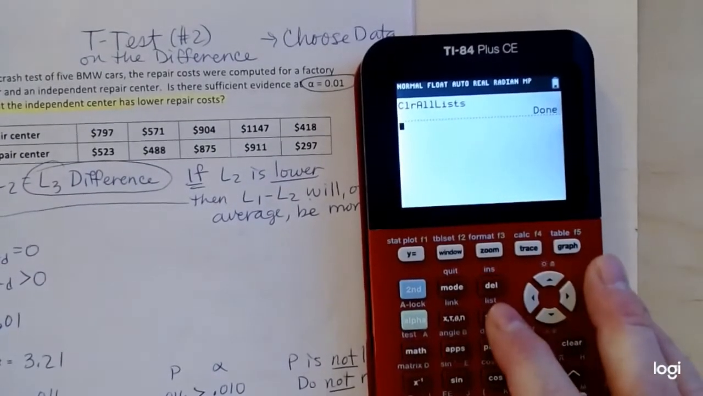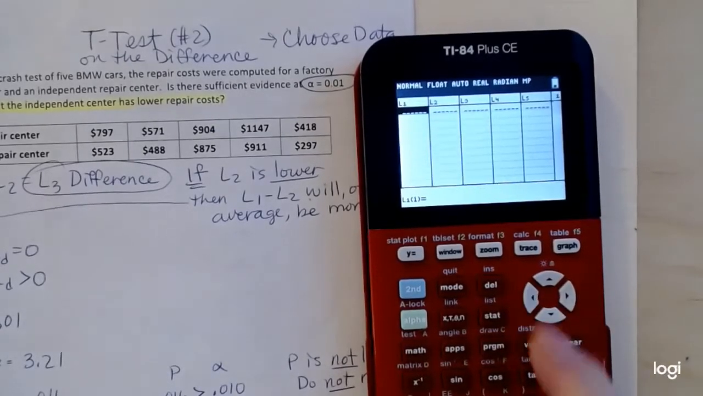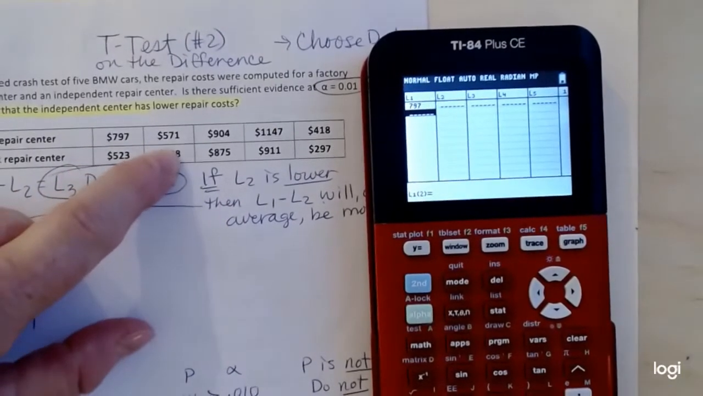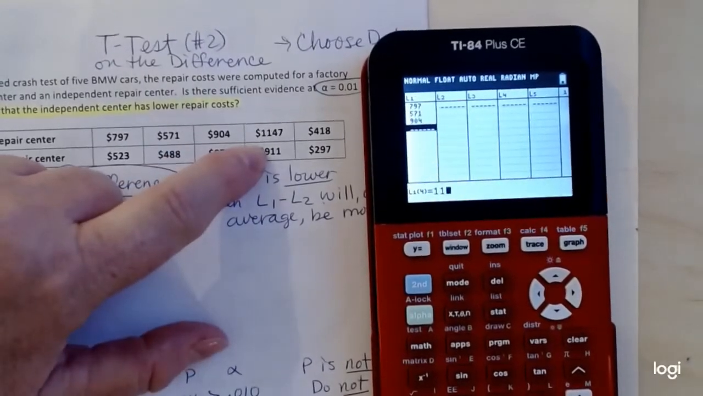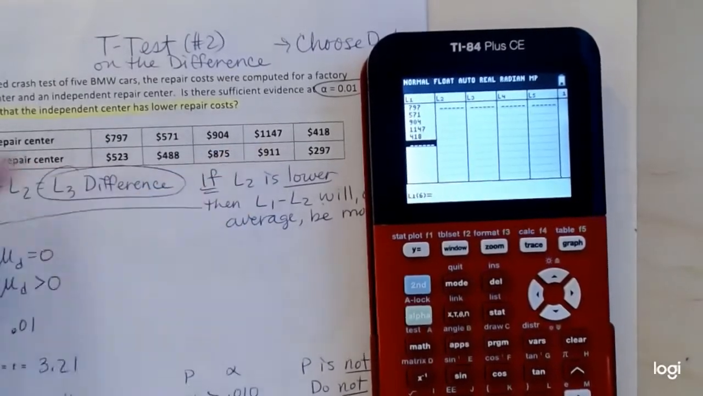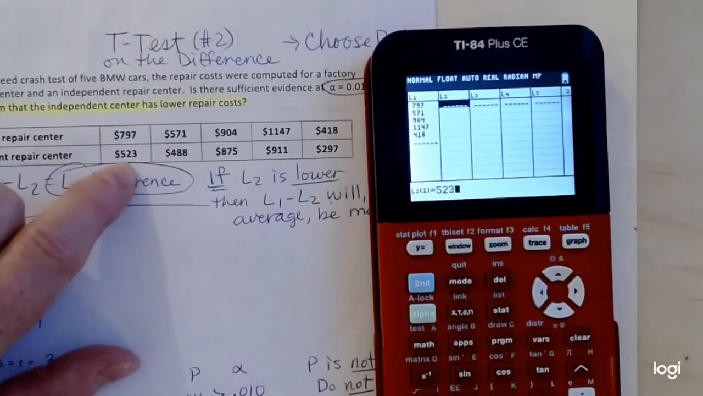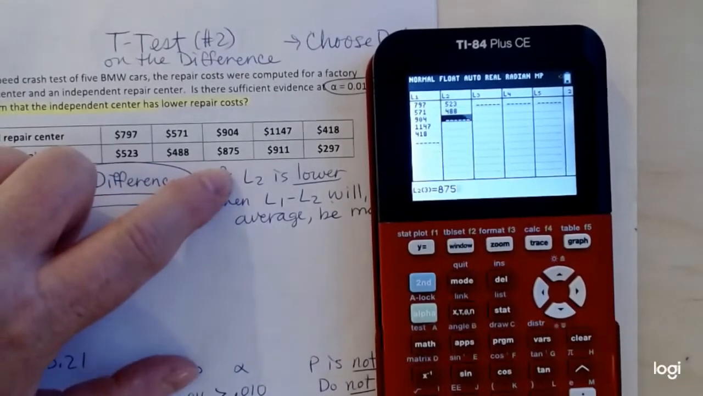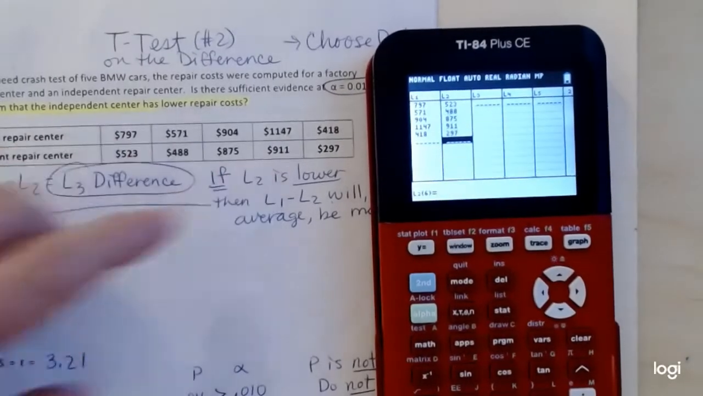And now I want to put this data into the 2 lists. So I go to Stat, and then just hit Edit, and I'm going to go over here to List 1. I'm going to put these in. So 797, 571, 904, 1147, and 418. So I have those in there, and then these others I'm going to put into List 2. So 523, 488, 875, 911, and 297. So I've got them in there.